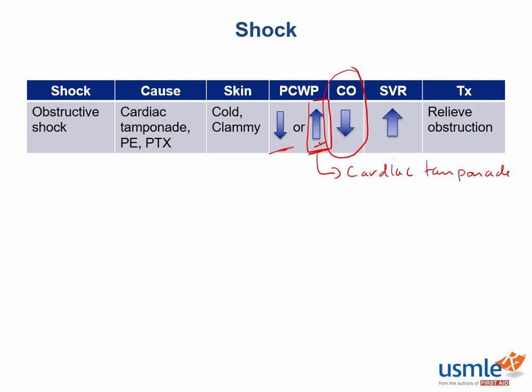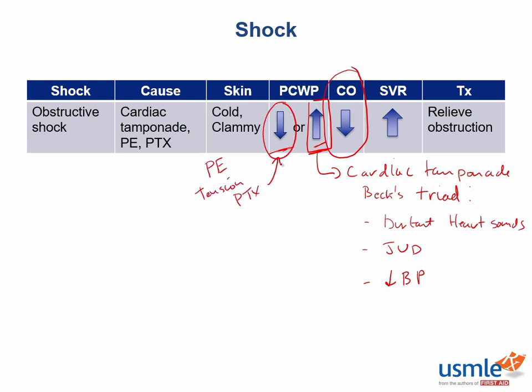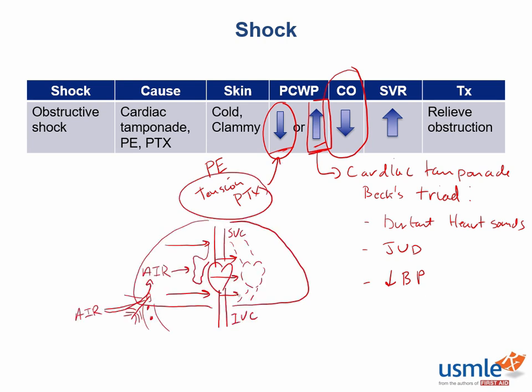And now while we're on it, what's Beck's triad for cardiac tamponade? Great, that's going to be distant heart sounds, JVD, and hypotension. Now what about a saddle PE or tension pneumothorax? What do you think these would do to your pulmonary capillary wedge pressure, or your preload? Well, in a tension pneumothorax, blood's not going to be able to get to the right ventricle. And in a saddle PE, blood's not going to be able to get out of the right ventricle. Therefore, if we were able to check the preload, or the pulmonary capillary wedge pressure in these cases, it'd be very low.